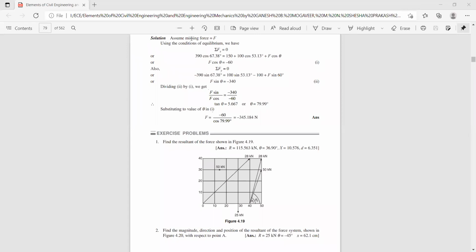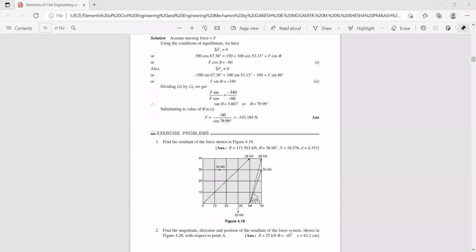I cannot hear. Can anyone tell, please? There will be echo if too many people speak. How much is theta 2? 71.56. Okay, fine, 71.56.